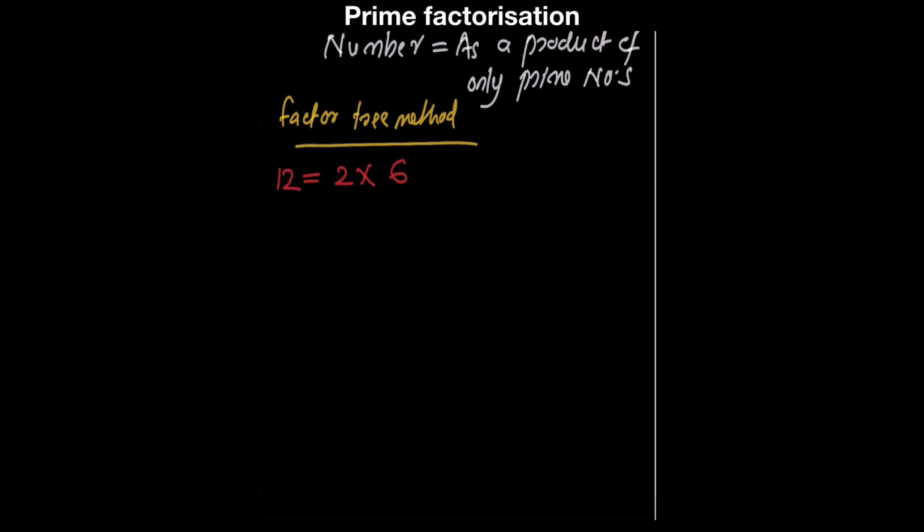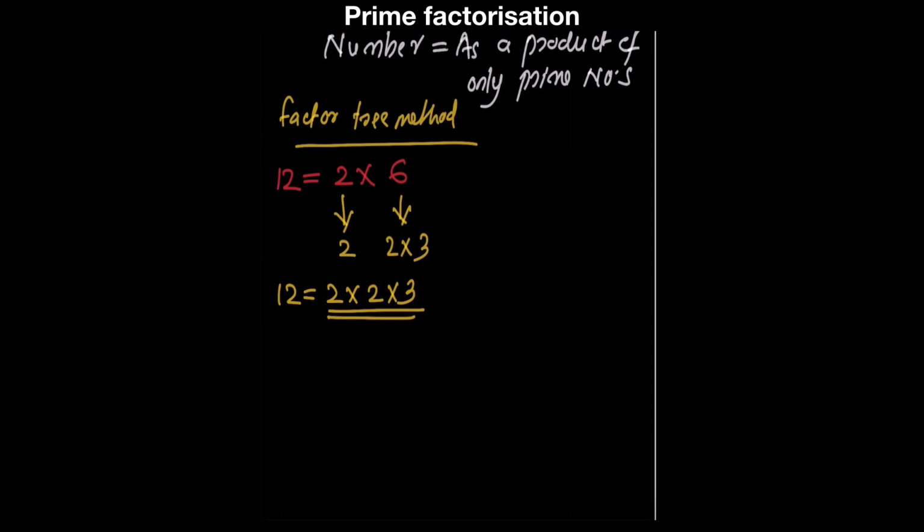6 is not a prime number, so we have to repeatedly factorize this. If we are factorizing 2, we can write 2 again. And if we are factorizing 6, we will get 2 into 3. Now we got prime factors. So the prime factorization of 12 is 2 into 2 into 3. So that's how prime factorization is done through the factor tree method.